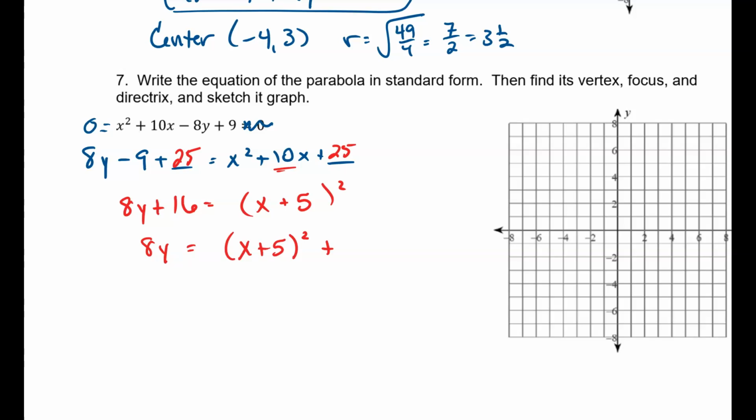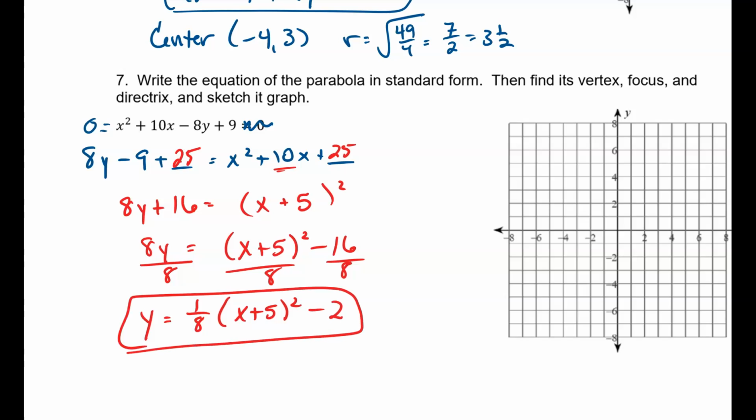Oops, this should be a plus 16 over here. I was going like, should be minus 16. I caught my error, guys. Once in a while, I can catch my errors. So that would be a minus 16. And then we divide every single term by 8. So that gives us y equals 1/8 times the quantity x plus 5 squared minus 2. So here is standard form.